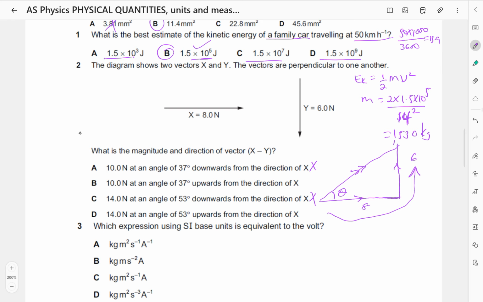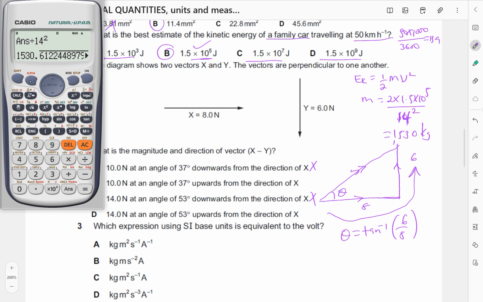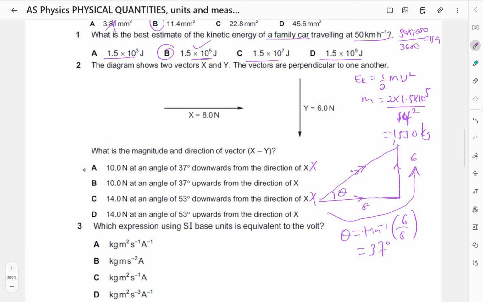So opposite over adjacent, I think that is tan. So we have theta equal to the tan inverse of 6 divided by 8, which gives us, is that true? This is 37 degrees. So it is at an angle of 37 degrees. So without even checking the magnitude, I know the answer will be B, 37 degrees.